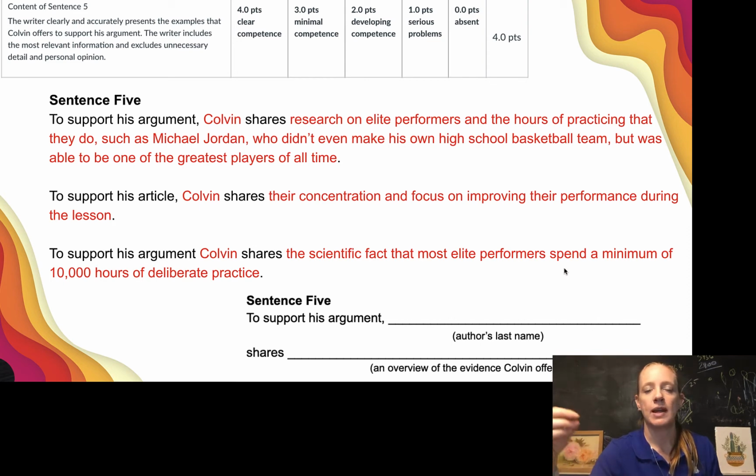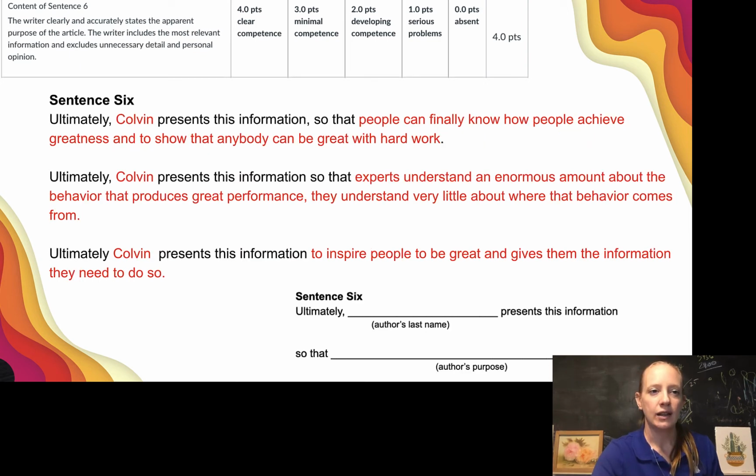So you can't just make up your own here. It has to be something from the article. There were, I believe, 9 people mentioned in the article that they studied. You can choose any of the 9 and say why they reflect Colvin's argument so well. And finally, this is your last sentence. This one is about what the author is arguing and what the purpose was.